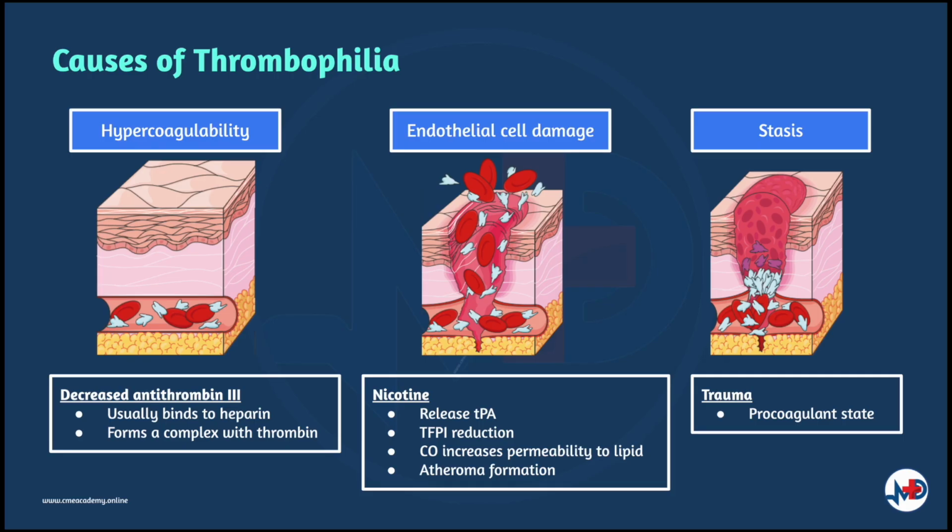Next, malignancy that leads to prothrombotic states, through the production of procoagulant factors such as tissue factor and cancer procoagulant, and the interaction of tumor cells with blood and vascular endothelium. Nicotine also results in endothelial damage. The release of tissue plasminogen activator gets reduced and the carbon monoxide increases the permeability of endothelium to lipids, thus leading to atheroma formation. Lastly, trauma causes procoagulant imbalance. It's more pronounced during the first 24 hours after injury and more so in women.